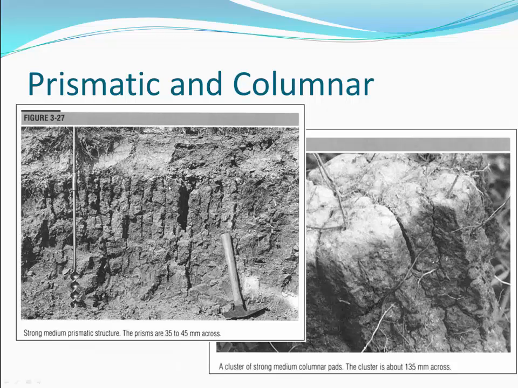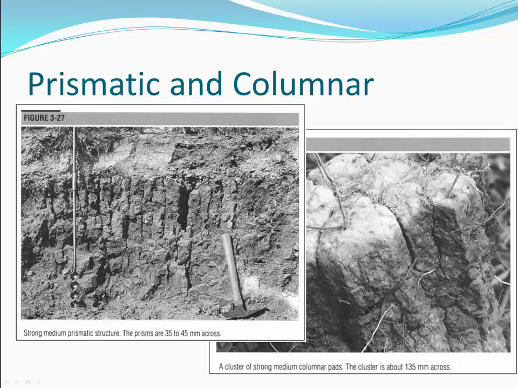Well, we have two types of structure that are very similar. One is called prismatic, shown on the left. The other is called columnar, shown on the right. Essentially both of these form by the dominance of vertical cracks in the subsoil. So you're not going to see this at the surface, but in the subsoil you may see it.